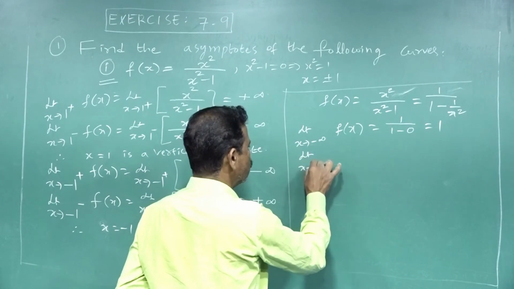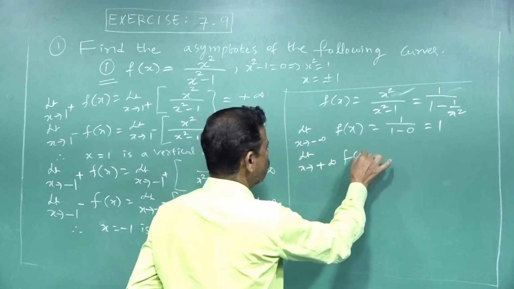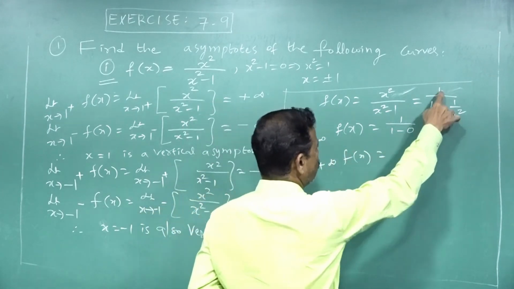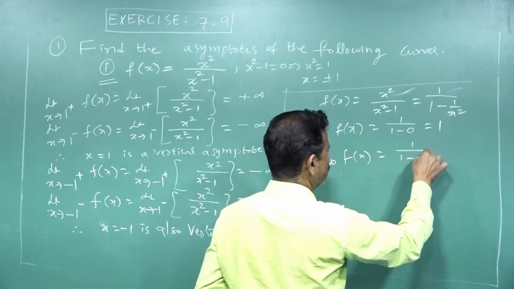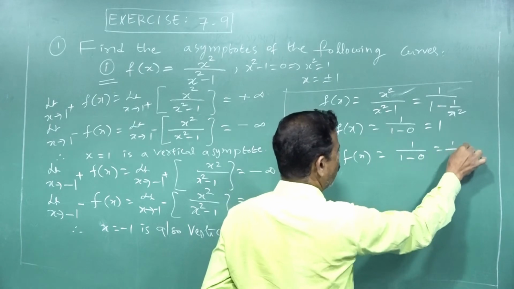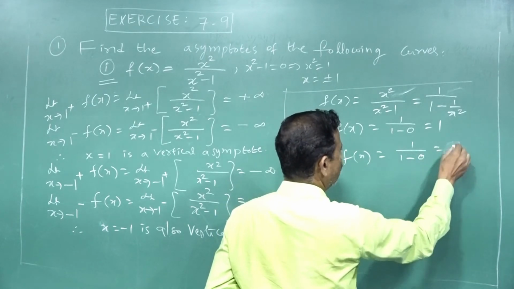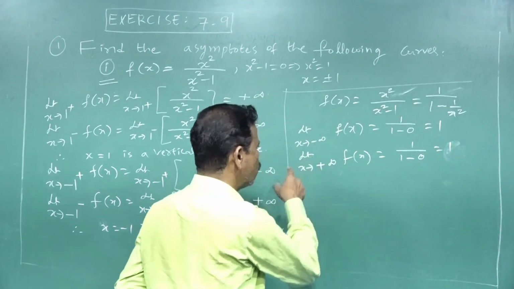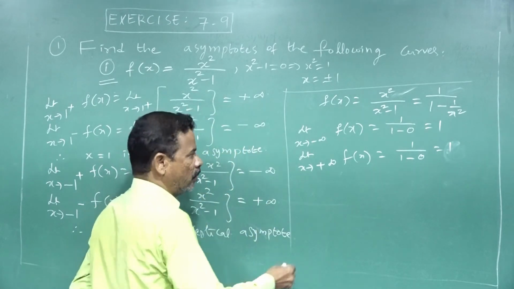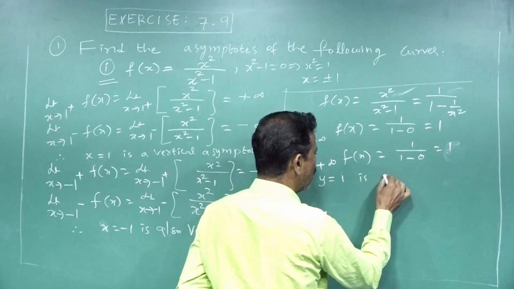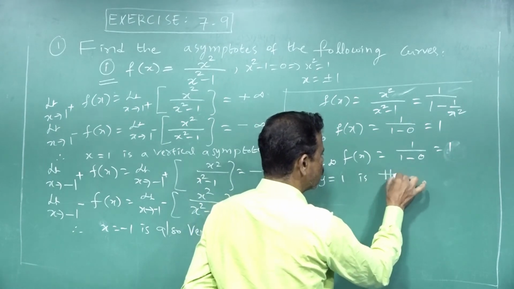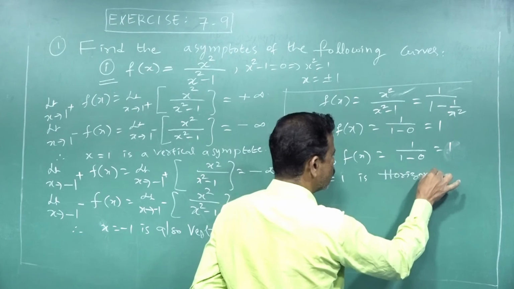Same for the limit as x tends to plus infinity. What is f of x coming? Here 1 by 1 minus 1 by infinity, this is 0. So 1 by 1 minus 0 is 1. Totally 1 is coming. So as x tends to infinity, the y value is 1. So y is equal to 1 is a horizontal asymptote.